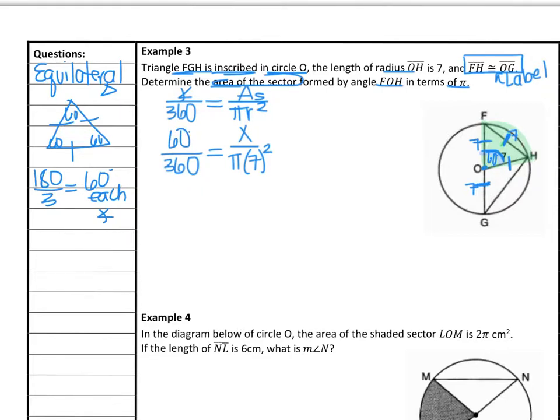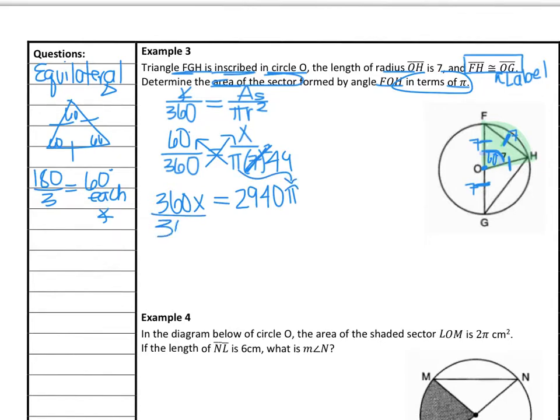Okay, and then from there it should be pretty straightforward, just like we've been doing on the front. In terms of pi, don't put pi in your calculator. So I'm going to get 360x equals, and I'm going to rewrite that 7 squared. 7 times 7 is 49. So I'm going to do 60 times 49 in my calculator, and when I do, I get 2,940 pi. So we're going to remember to tack that pi on the edge there and divide both sides by 360.